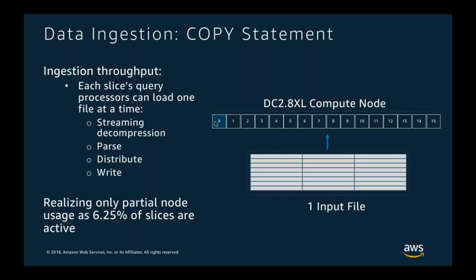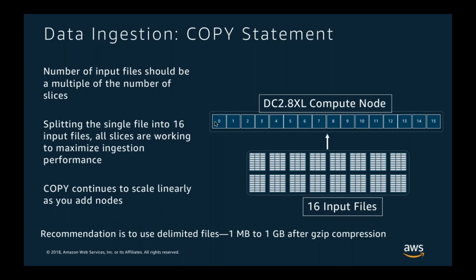Now, instead of, let's say, one large file, if somehow you're able to split the input file into multiple files, each slice can independently pick up one file and start working independently. This will help you ingest much more quickly, right? Because you get parallelism by utilizing all the slices. So our recommendation there really is to have the number of files as a multiple of the number of slices in your cluster. If you have 16 slices, have the number of files be a multiple of 16, right? 16, 32, and so on, so that each slice can pick up a file and work on it independently.